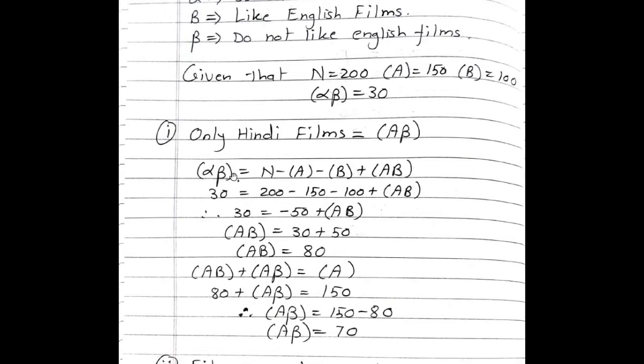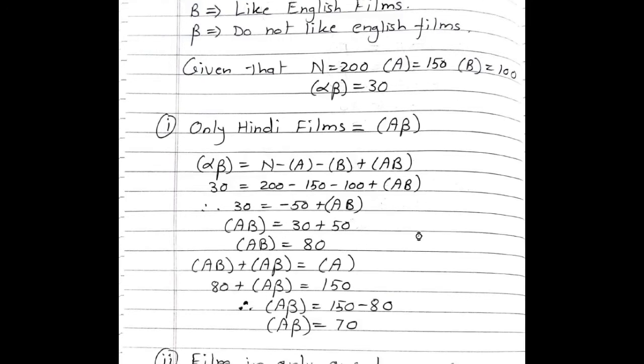So alpha beta relation we have, alpha beta is equal to n minus A minus B plus AB. Alpha beta value is given as 30. Value of n is 200. Value of A is 150. Value of B is 100. And value of AB we don't have. So we'll find the value with the help of this relation. 30 is equal to 200 minus 150 minus 100 plus AB. So 30 is equal to minus 50 plus AB. So value of AB is equal to 80.